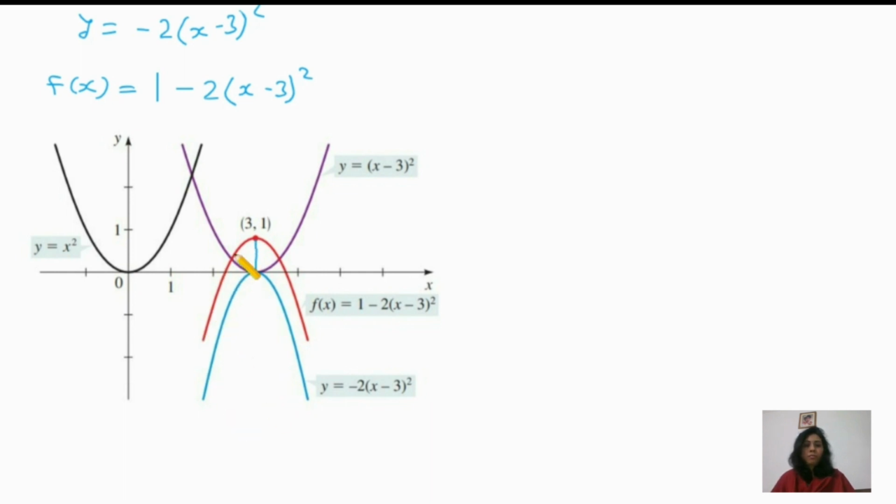So this is our final graph, f(x) = 1 - 2(x - 3)^2. So very simple graphing, and here combining shifting, reflecting, and stretching. Very simple. If you have any doubt, please ask me.